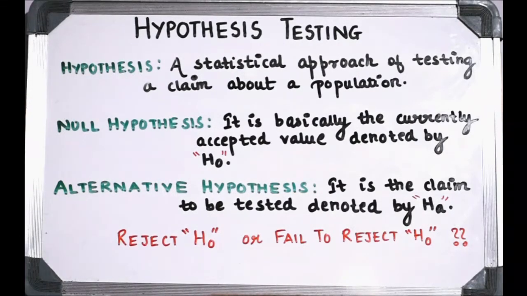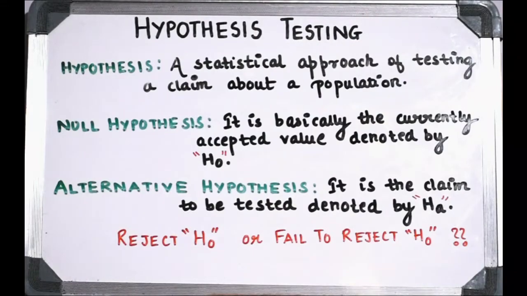Suppose there is a currently accepted value, say for example the IQ of class 5 students. It has been accepted that the IQ of class 5 students is say 80. Now a researcher or an analyst comes up and says that I am challenging the currently accepted value. I am claiming that the IQ of class 5 students is not 80. It is either less than 80 or more than 80, or it can be said it is not equal to 80. Then what is he doing?